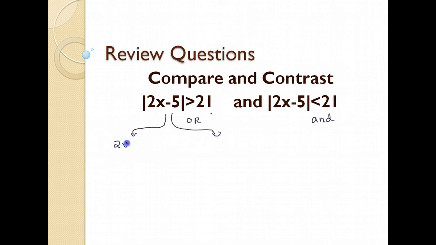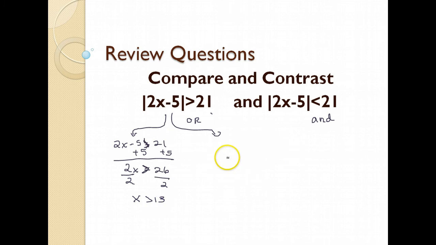So I have 2x minus 5 equals 21. Add 5 to both sides. So 2x is equal to 26. Oh, greater than. Sorry, this is an inequality. Greater than. 2x is greater than 26. Divide both sides by 2. Your variable is greater than 13. On the other side, you do the same thing, but now you flip the sign. Flip the inequality, flip the sign.